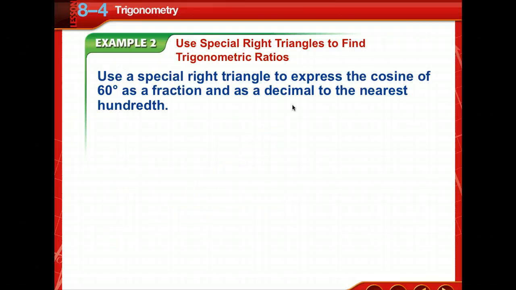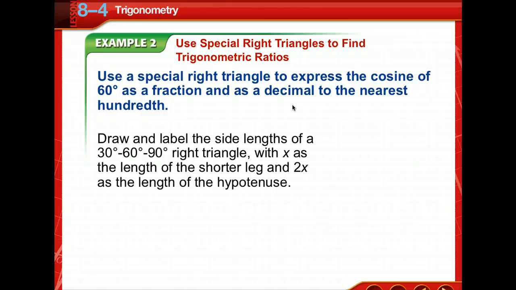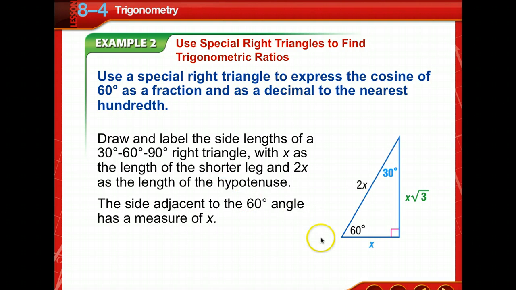Special right triangles can be used to find the sine, cosine, and tangent of 30, 60, 90, and 45-degree angles. So we're going to use a special right triangle to express the cosine of 60 degrees as a fraction and as a decimal to the nearest hundredth. So first of all, we need to draw and label our right triangle. Very good.